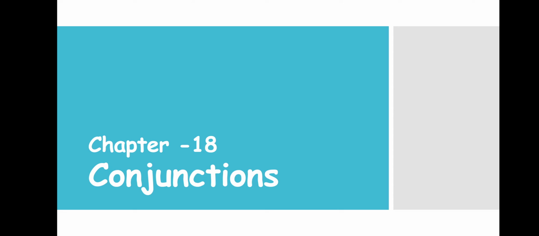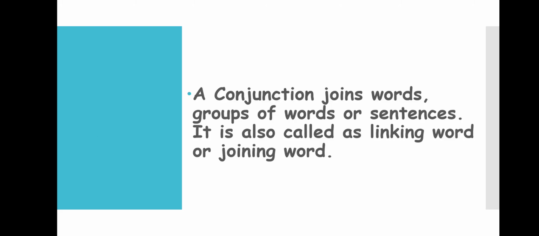This will be our last chapter of a grammar textbook, and the last chapter we are going to study is Chapter 18, Conjunctions. So, let's start the chapter. What is a conjunction? A conjunction joins words, groups of words, or sentences. A conjunction is a word that joins words, that joins groups of words, that joins sentences.